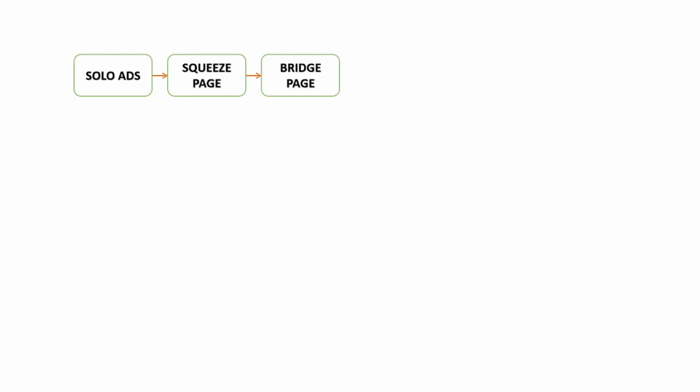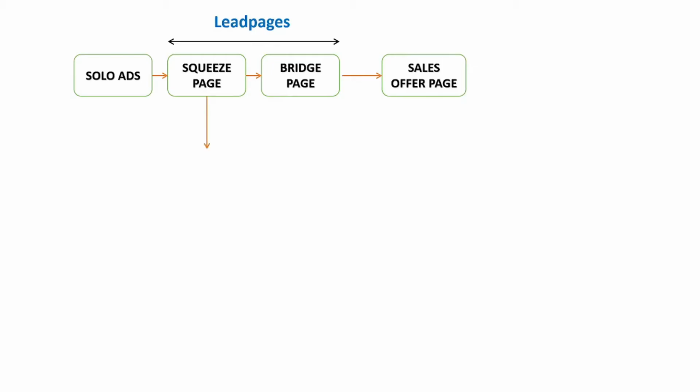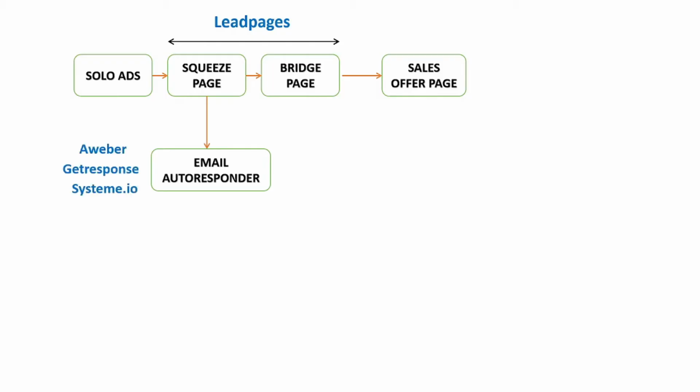Both the squeeze page and the bridge page are designed through our funnel building software, which is Leadpages. From the bridge page, it goes straight to the sales offer page, which is nothing but the affiliate offer we are promoting. From the squeeze page, it also goes straight to the email autoresponder, where the email addresses and names are collected. The email autoresponders we are going to use are AWeber, Getresponse, and System.io.